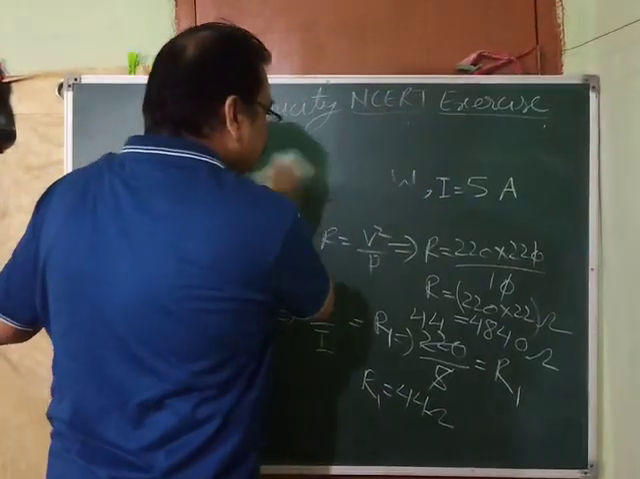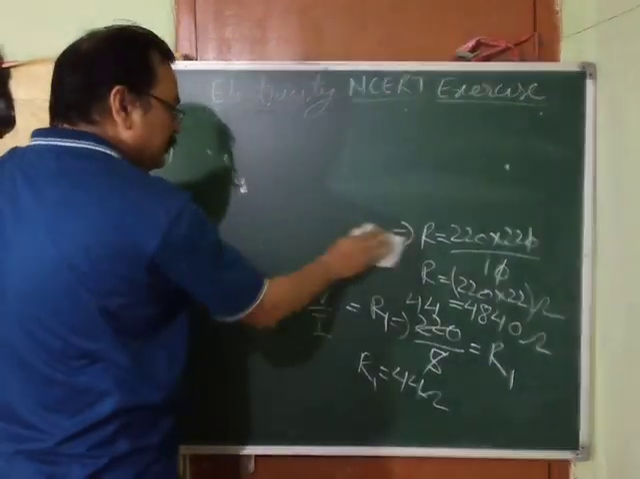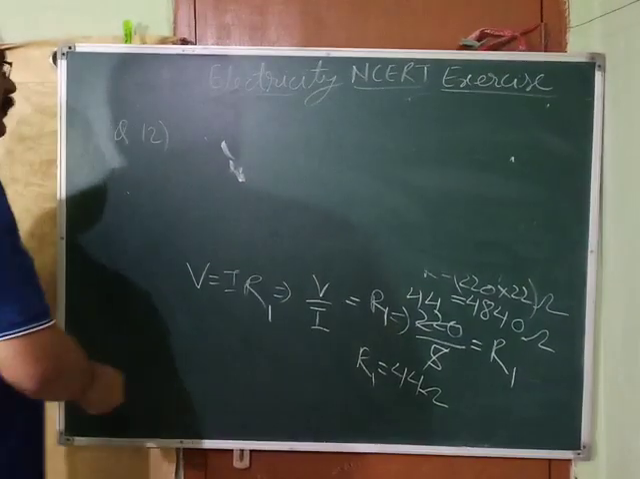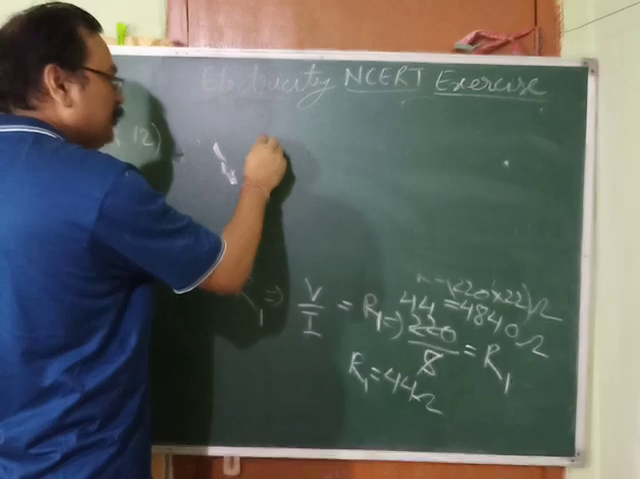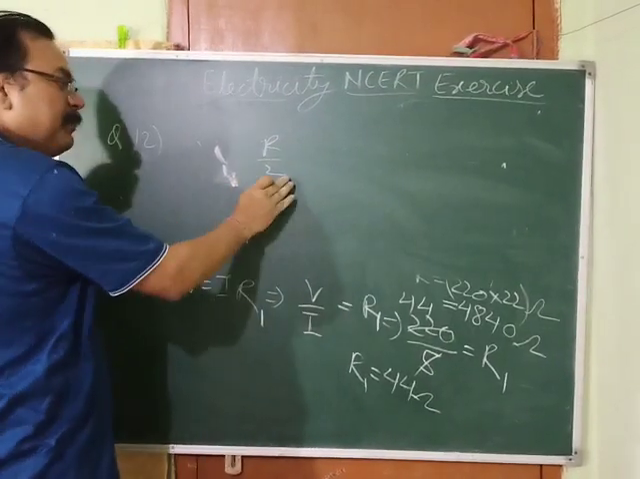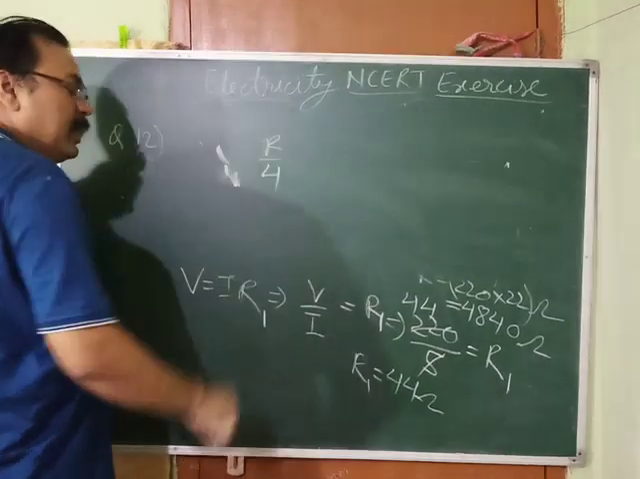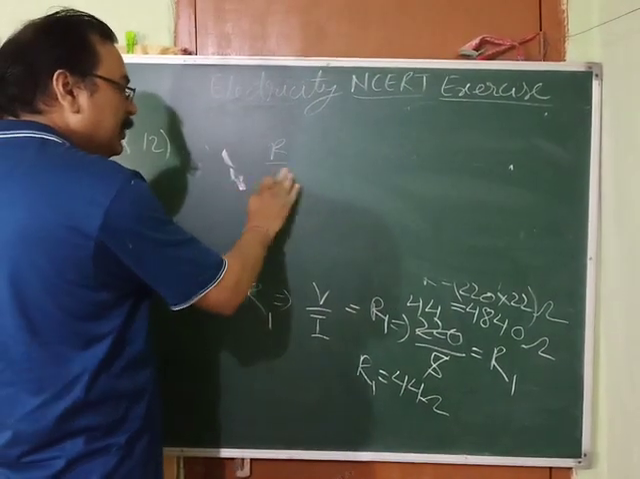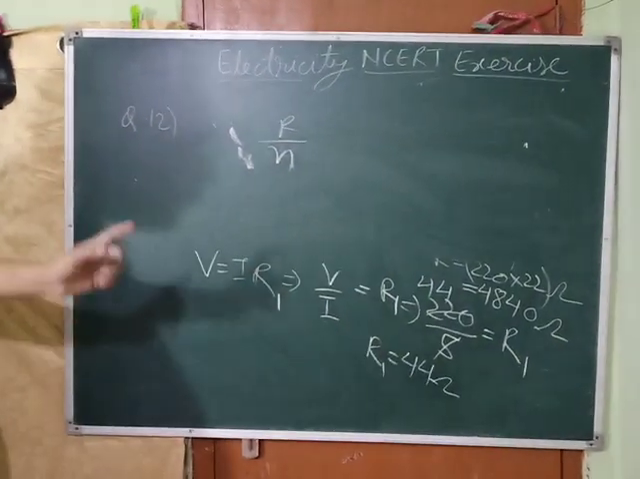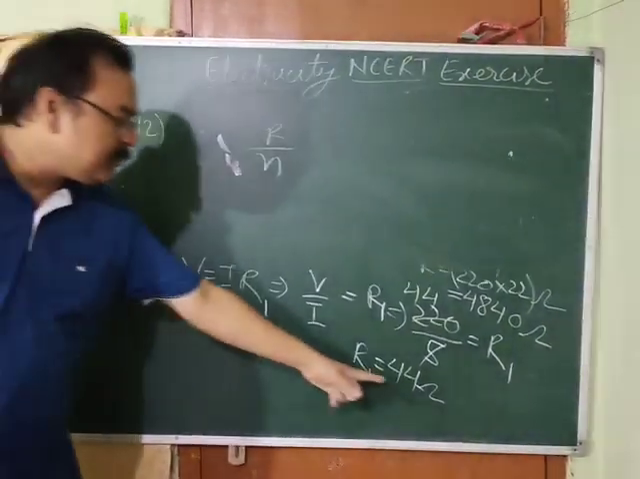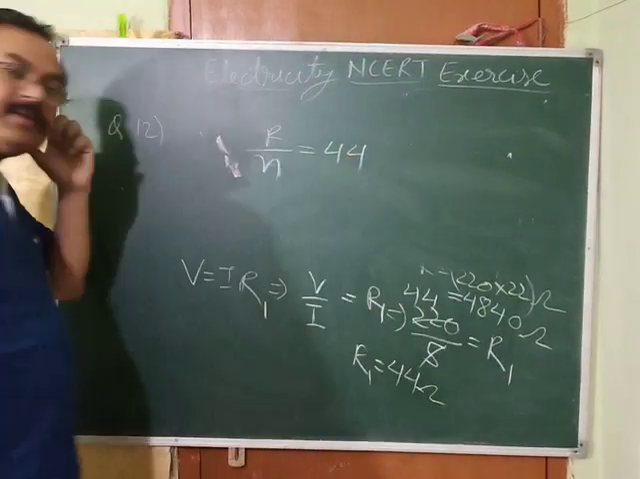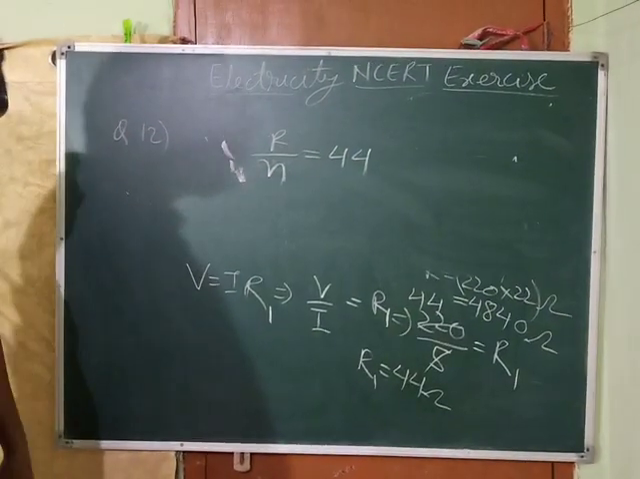So suppose we are connecting 2 in parallel, then what do we get? That is R by 2. If we are connecting 4 in parallel, we will get R by 4. If we are connecting n in parallel, then what will we get? R by n. So R by n should be how much? 44. Now we want to get the number n.